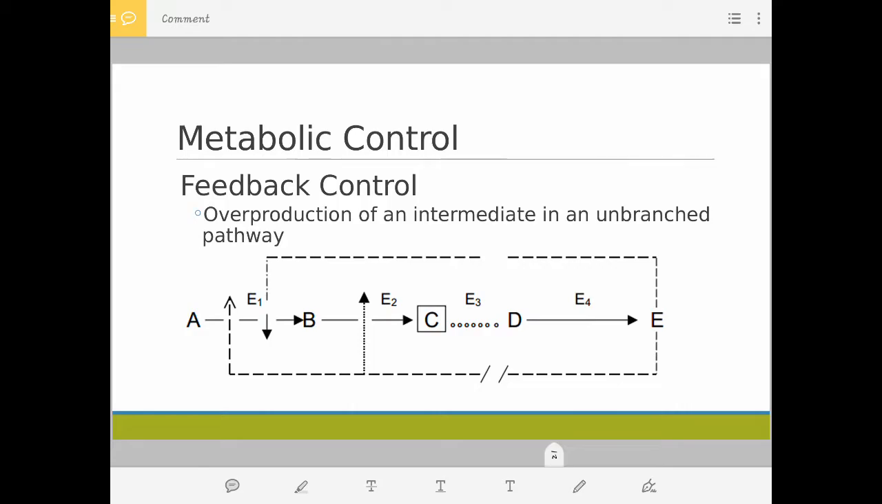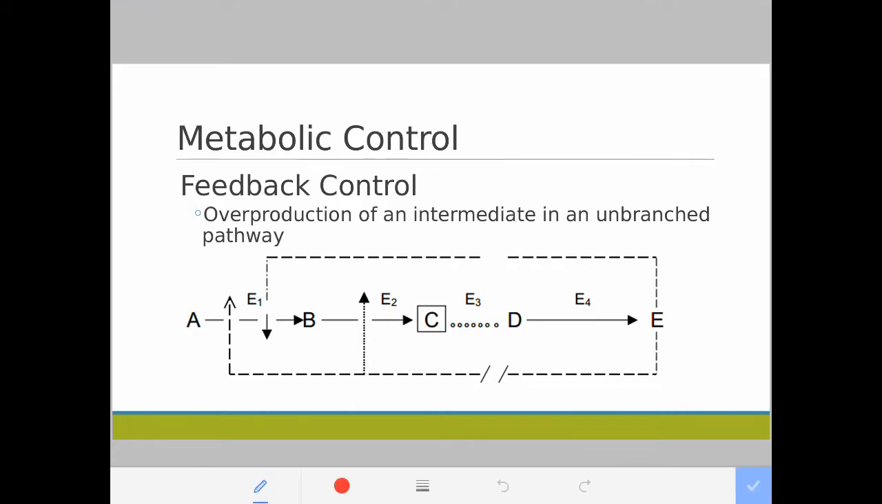So here you have your pathway, and this is the end product. Your end product is the inhibitor for enzyme 1, and it can also be an inhibitor for enzyme 2. Now you need enzyme 1 and enzyme 2 to produce your desired product C. This is your commercial product. So what should you do? Here, you want to overproduce C. You do not want to inhibit enzyme 1 and enzyme 2. Therefore, you do not want to produce the end product E.